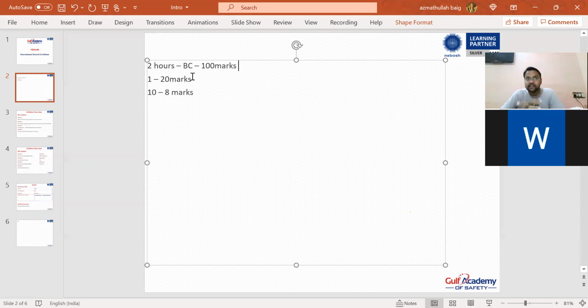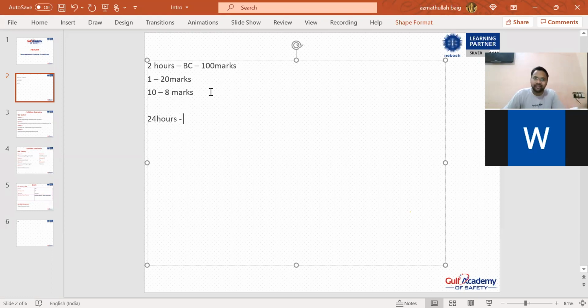Now, because of the pandemic, as you already know, we cannot conduct examinations outside. So NEBOSH has introduced an open book examination. Now, I'll tell you what the benefits of the open book examination are. The same 100 marks paper, now you are getting how many hours? 24 hours. The same 100 marks question paper, now you get 24 hours to answer.